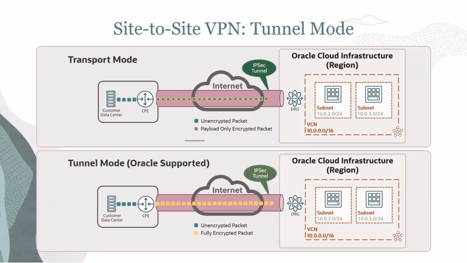So the tunnel mode is supported by Oracle. Tunnel mode basically encrypts and authenticates the entire packet, which means both the header and payload, whereas the transport mode, as you can see in the diagram, encrypts only the actual payload and the header stays intact.